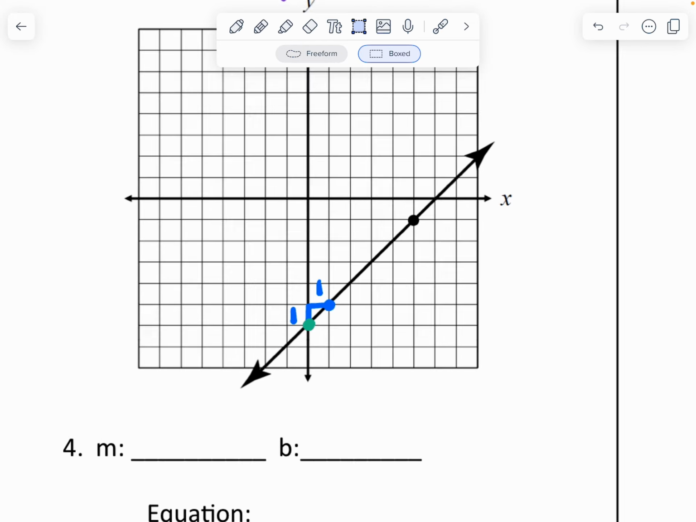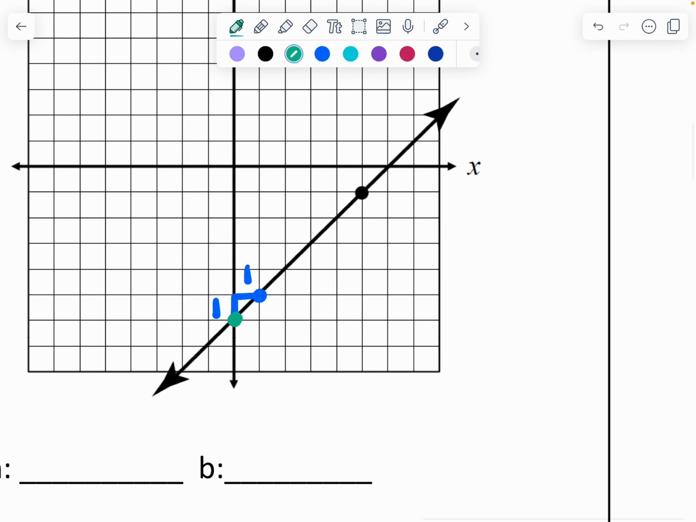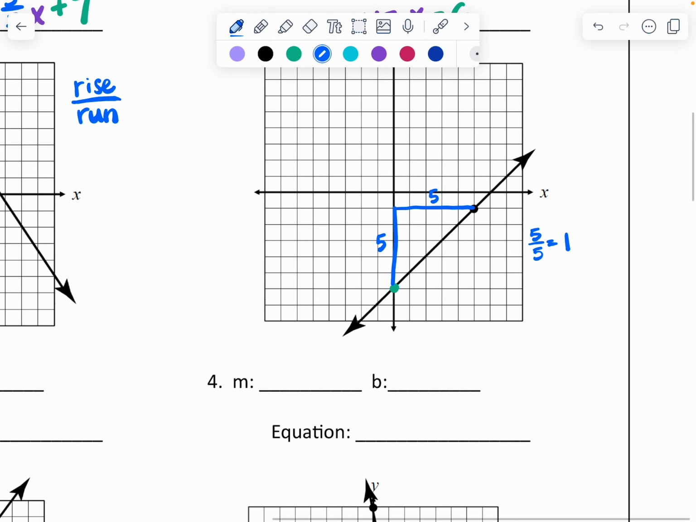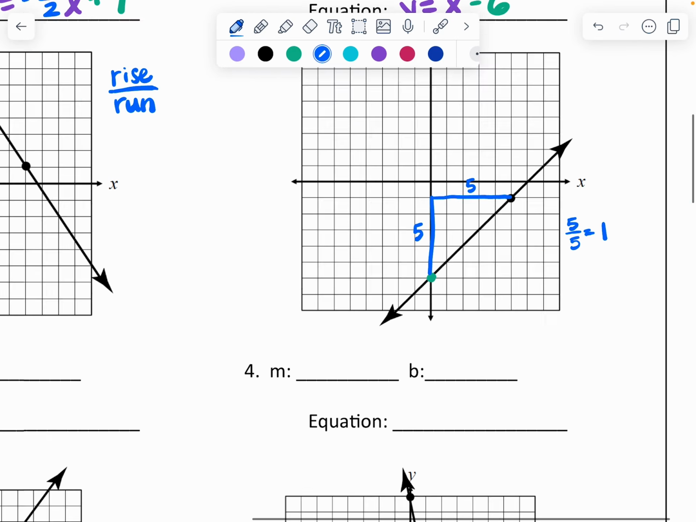Let me just show you here that I could have used this entire triangle with the 2 dots that are already plotted there, but this would have been 5 over 5, which simplifies to 1. So you still can use the points that are farther apart, but you will not have a simplified fraction, and so your equation won't be fully correct because you do have to have a simplified fraction.